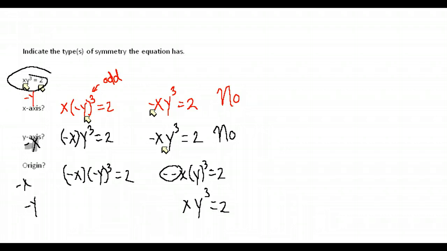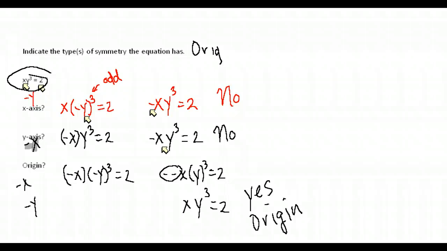Is that the same as our original equation? Absolutely. So this one is actually a yes. It is symmetric with respect to the origin, and only with respect to the origin, not the x-axis or the y-axis. So the answer to this one is that it is only symmetric with respect to the origin. Okay, and that may come up quite a bit when you have those odd exponents multiplied by one another.